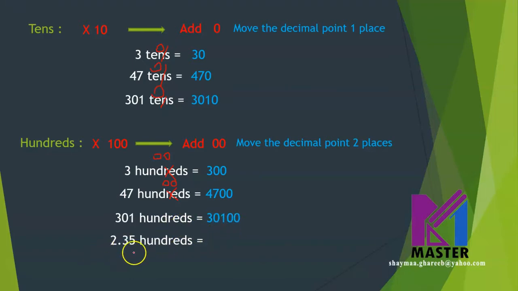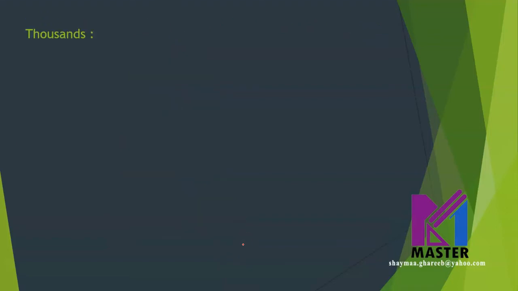And if I have a decimal number, for example, 2.35, we said we are going to move the decimal point 2 places to the right. So when I move this decimal point 1, 2, so it will give me 235.